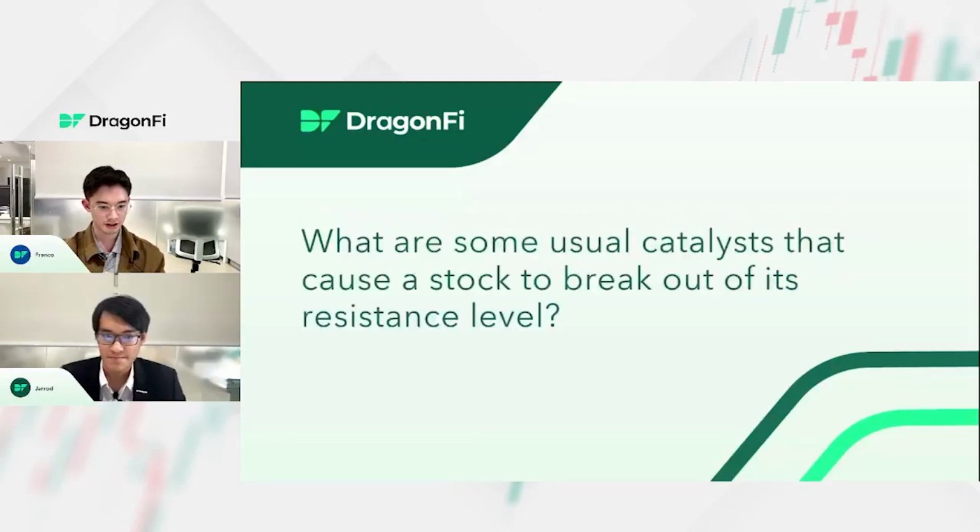Let's go on to the next. What are some usual catalysts that cause a stock to break out of its resistance level? Oh, that's very easy. One, change in the business model. You have Plus for the perfect example, from physical to online casinos. That greatly changed the amount of revenue they can earn.